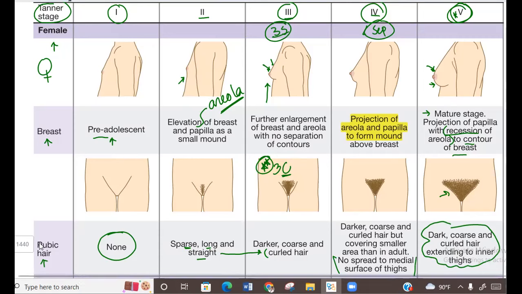If I recap: stage 1, no development. Stage 2, sparse, long, and straight hair. Stage 3, darker, coarser, and curled hair. The curl is important. Curling occurs in stage 3. In stage 4, the number of hairs and the darkness increase, but it does not involve the inner thigh. And in stage 5, the hairs also involve the inner thighs. Those are the Tanner stages of development in female.